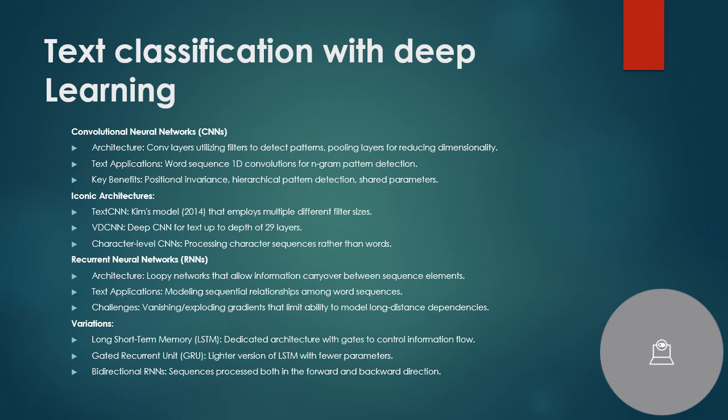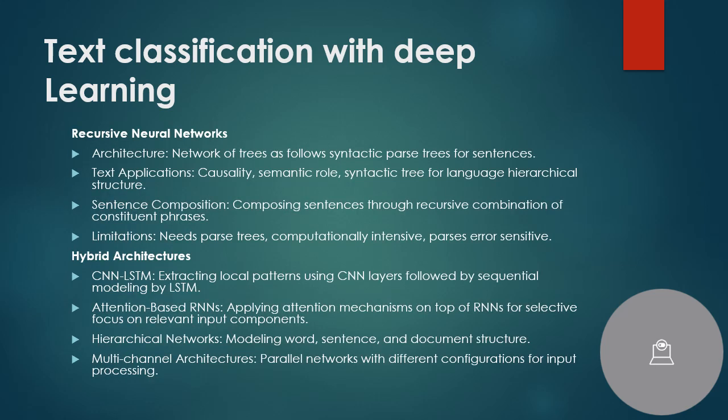The challenge is that they suffer from vanishing or exploding gradients, and the variations are long short-term memory, and gated recurrent networks, which are improved versions of RNNs that address the vanishing gradient problem. Recursive neural network structure is like trees, and in text applications they can capture hierarchical structures in language, such as causality and semantic roles. A limitation is that it requires parse trees, which are computationally intensive.